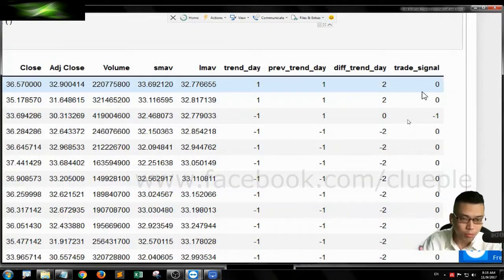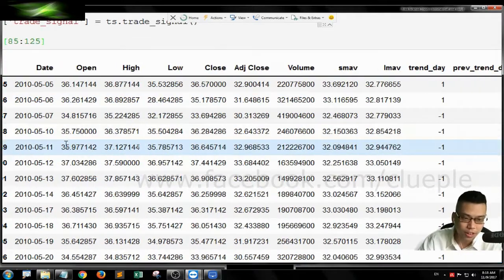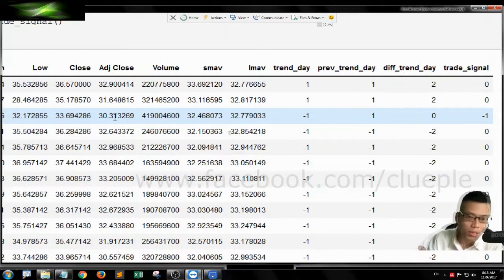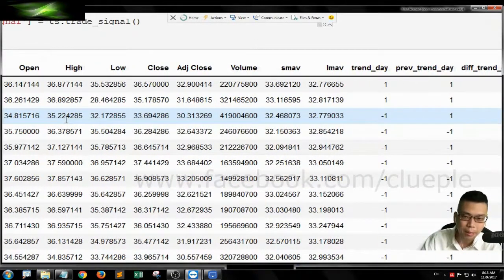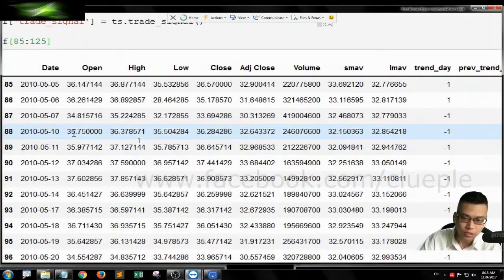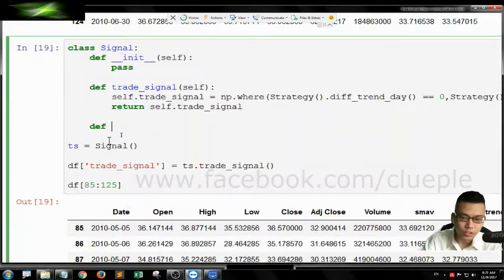We generate the signal, but we cannot trade on the current day, right? Because we generate the signal based on the adjusted close. That means we only know whether we are going to buy or sell at the end of the day. So we cannot trade on the current day. So we can only trade based on our signal on the day after, at the open price or whatever price the day after. So we are going to define the order, the time when we are going to place our order.